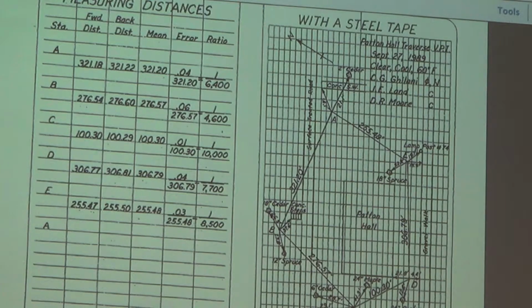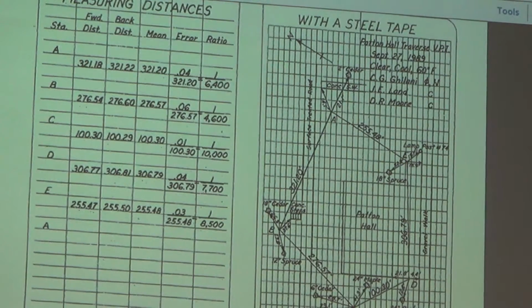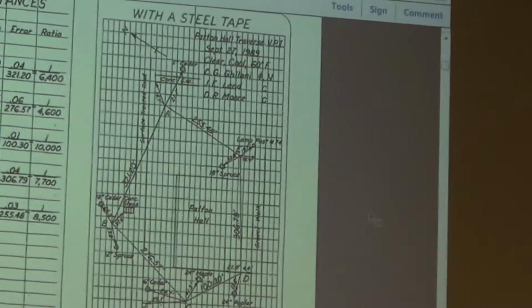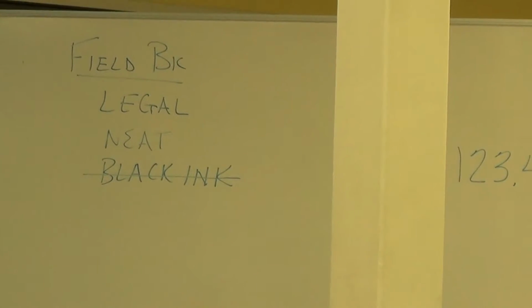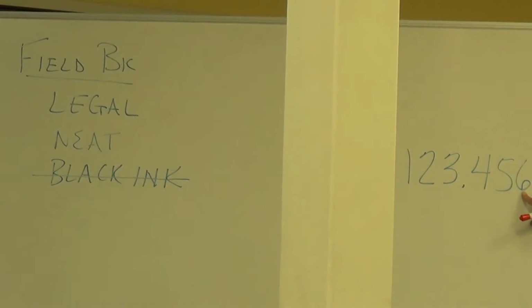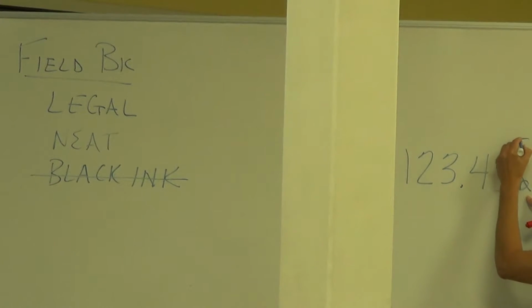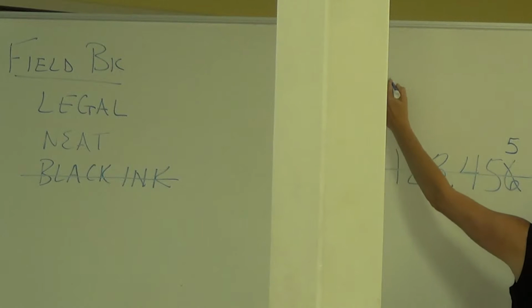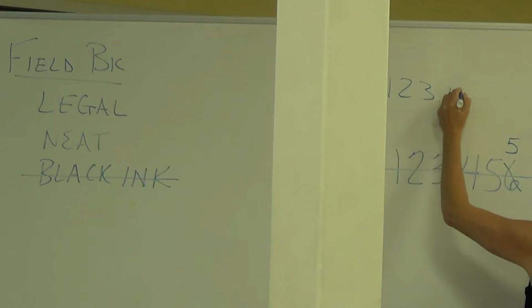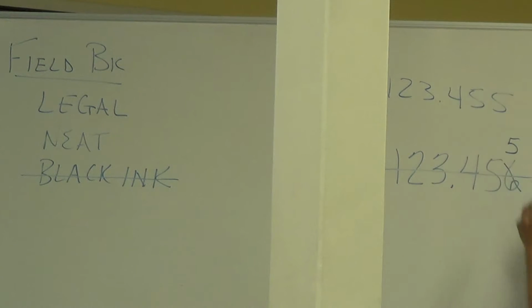Hey, I have a question for you. One horizontal. One horizontal, that's right. So let's say I have a number, and I realize, shoot, this 6 should have been a 5. So an option is to go like this and put a 5 above it. Right, the other option is to cross the whole thing out and write 123.455. What do you think is a clearer way of doing it?